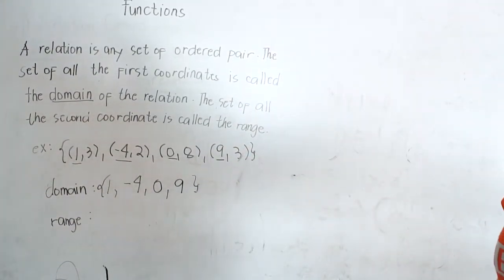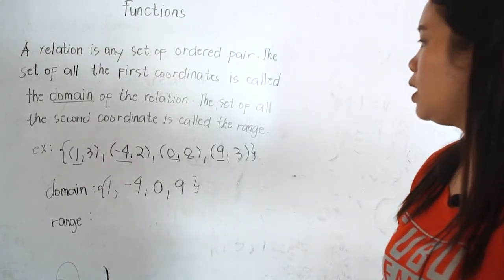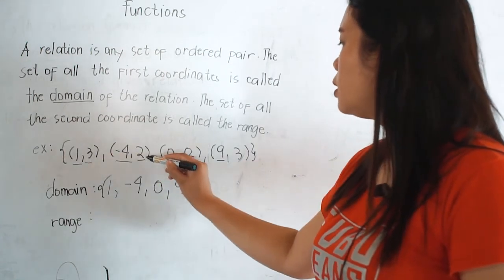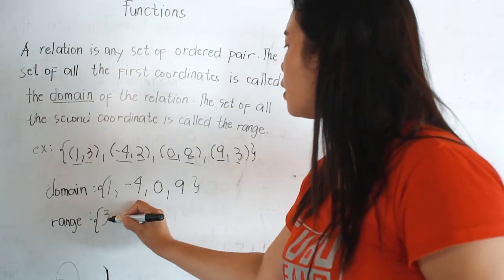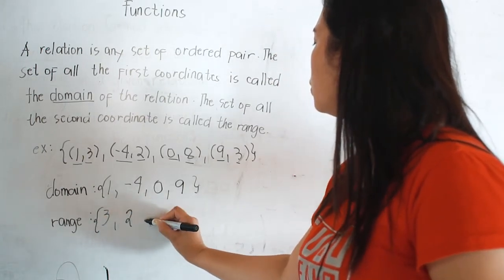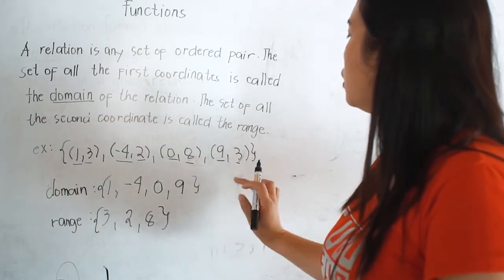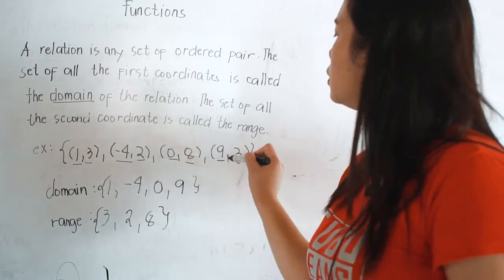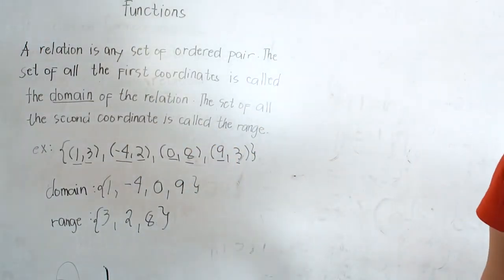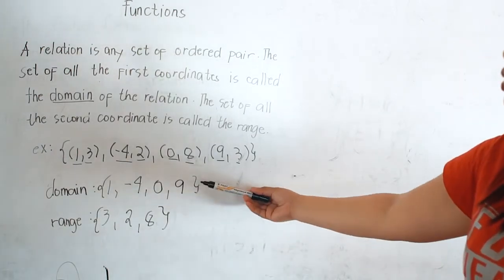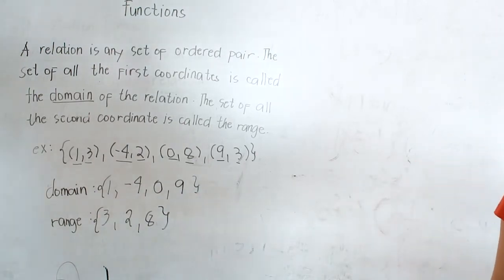And then next is the range. The range is the set of all second coordinates. So this is your range: 3, 2, and 8. We will not write 3 twice because they are just the same. So the set of all first coordinates is the domain, and the set of all second coordinates is the range.